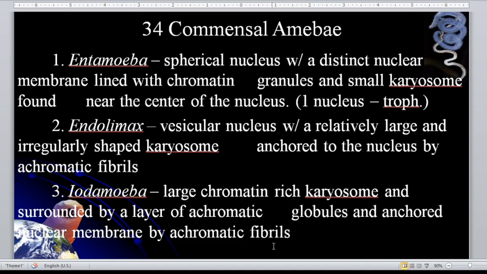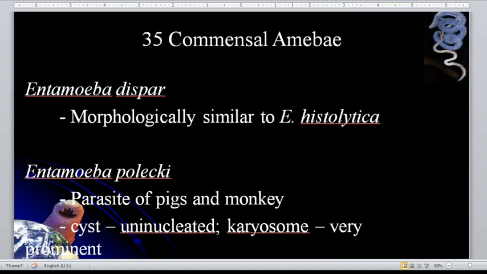So we have Entamoeba, Endolimax, and Iodamoeba. So Entamoeba, spherical nucleus with distinct nuclear membrane. So you don't need to include this in your outline, because we will go into detail with these different species of Entamoeba, Endolimax, and Iodamoeba.